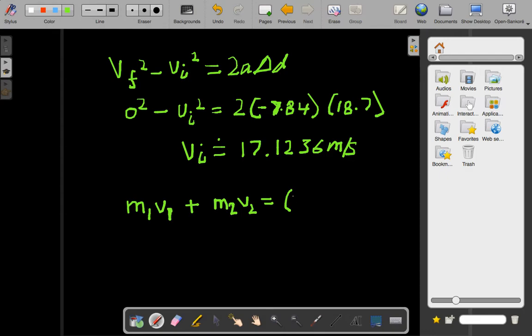So that's m1 v1 plus m2 v2 equals m1 plus m2 times v prime. This v prime is really just the initial velocity of the wreckage, so we know what this is. We know the mass of the wreckage, the mass of car 1 and the mass of car 2. So how are we going to determine the two velocities?